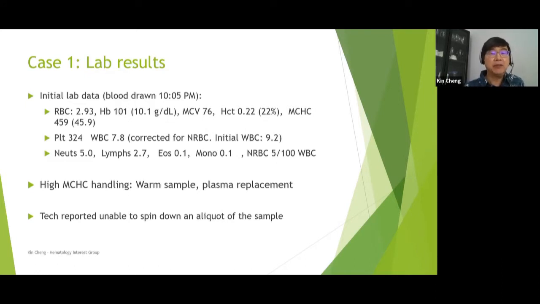So the technologist followed what she was told for the high MCHC: warm up the sample and rerun it. After she warmed up the sample and reran it, it didn't help. So she spun the specimen down and tried to do a plasma replacement, thinking that it could be a lipemic sample. When the technologist spun the sample down, she said, oh, this is odd. The sample did not spin.